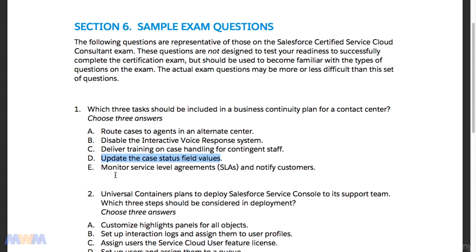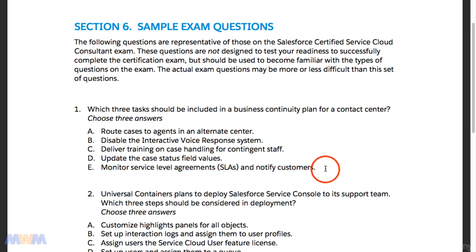E is monitor service level agreements, SLAs, and notify customers. If you don't meet your service level agreements, you will need to notify your customers. I briefly looked at entitlements and entitlement settings in the previous lecture. We'll be dealing with service level agreements, entitlements, and setting milestones in a later section of this course, but E is a correct answer.